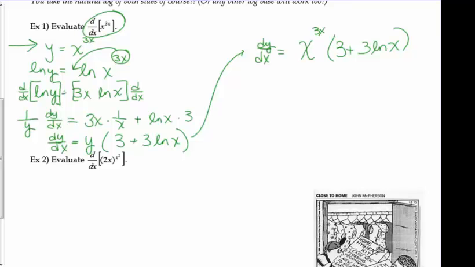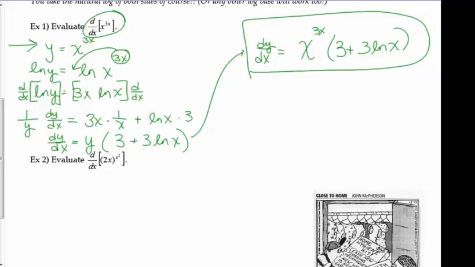We were told to take the derivative with respect to x of something in terms of x. So there's usually an implied idea here that we want our answer to be all in terms of x. So our derivative dy dx is y times this stuff. But it says y, and I don't want to write y. I don't have to, because here's what y is in terms of x. So I'm going to write y as x to the 3x, and my derivative is the original times 3 plus 3 ln x.